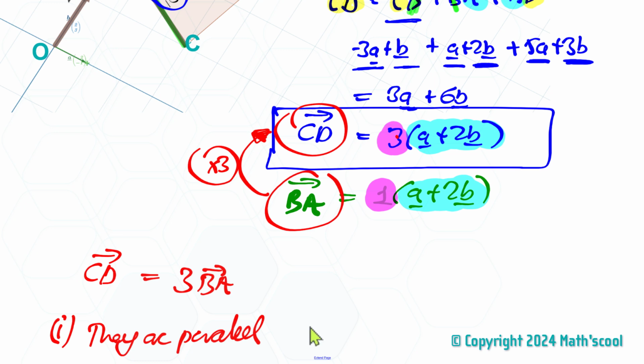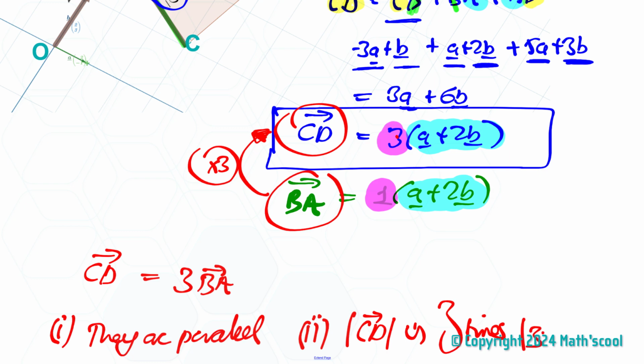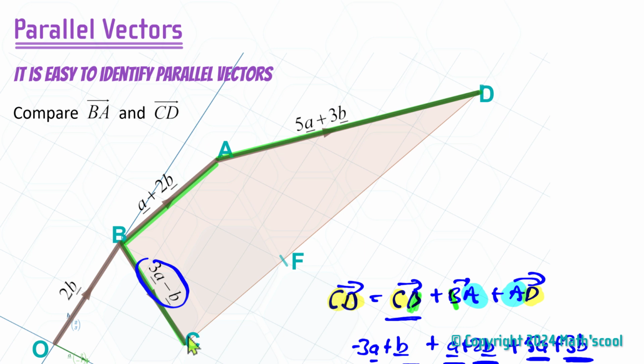And number 2, that C to D, its length is 3 times the length of BA. This is 3 times as long as that. And you can see that from the diagram. And to be honest, you can quite clearly see that they are parallel from the diagram. And the reason is the diagram is drawn on a proper grid, so everything is relatively correct.